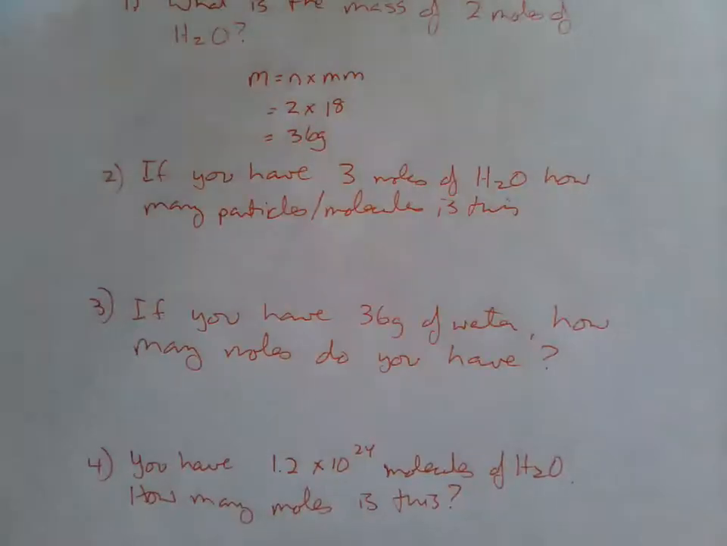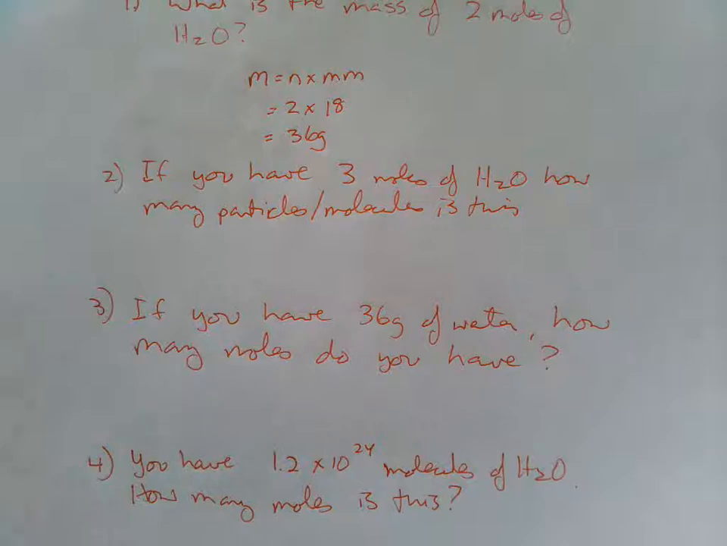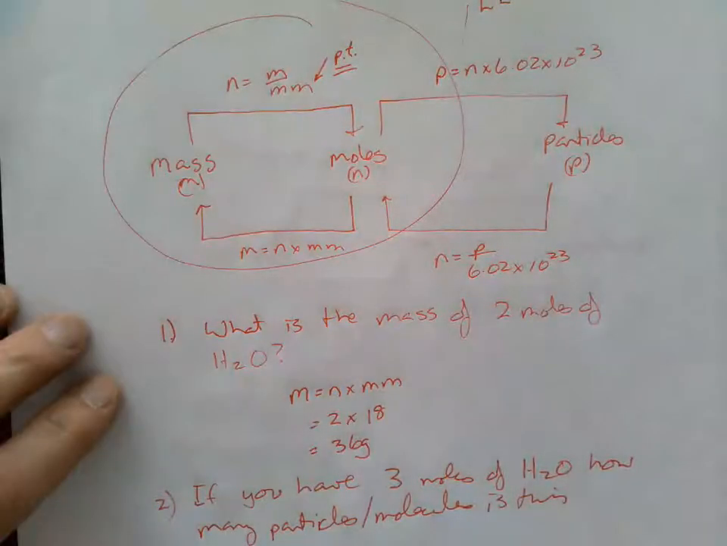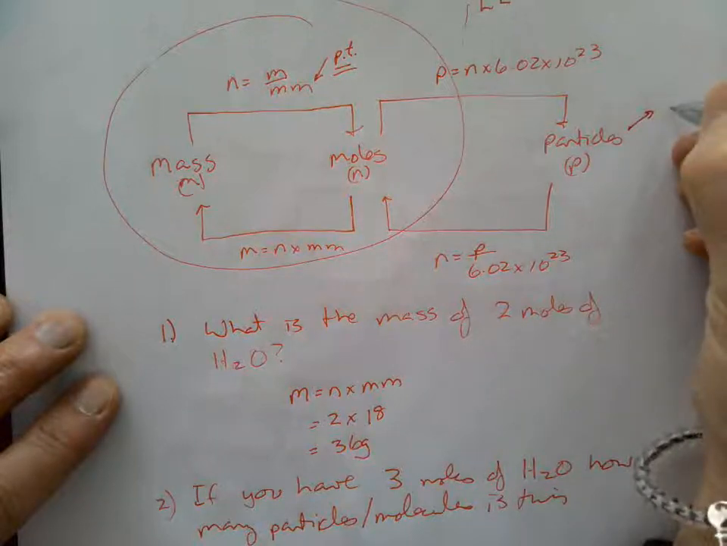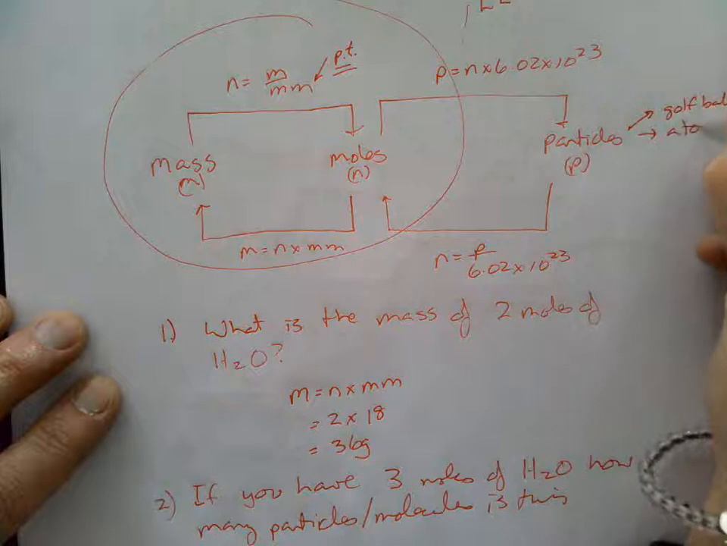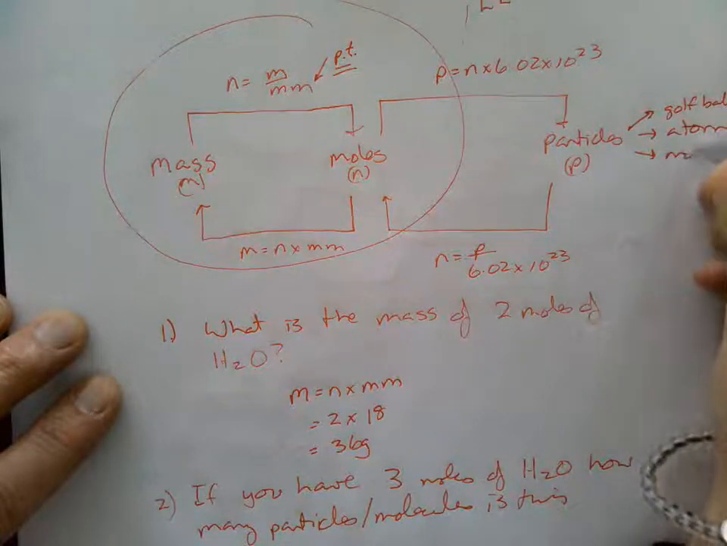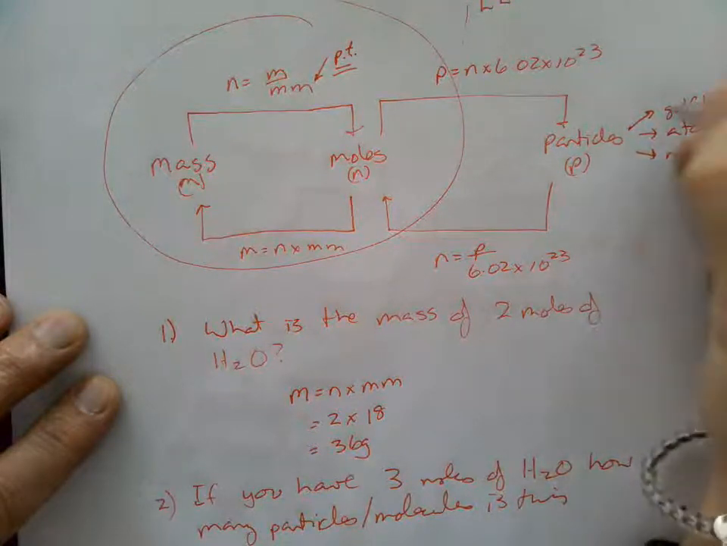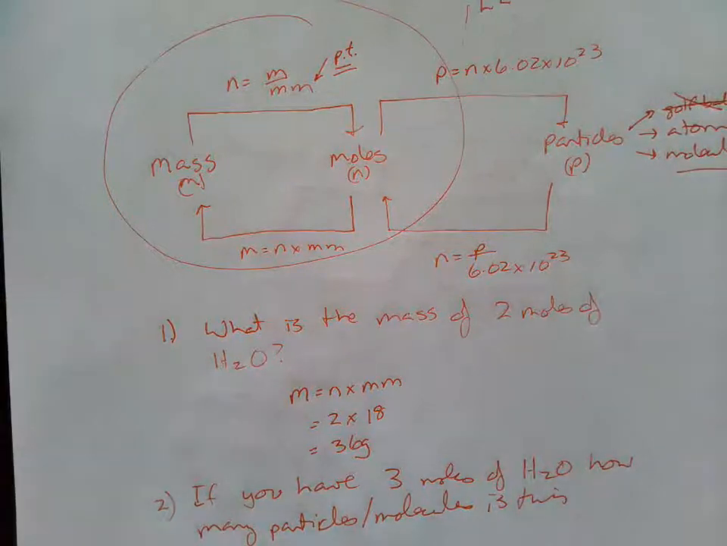Next question. If you have 3 moles of H2O, how many particles or molecules is this? So the first thing we need to know is, what is a particle? A particle is anything we want to count. It could be golf balls, it could be atoms, it could be molecules. To be honest, it would never be golf balls because they're way too big. So it makes no sense to count golf balls using moles. So we're usually talking about atoms like gold atoms or molecules like water.